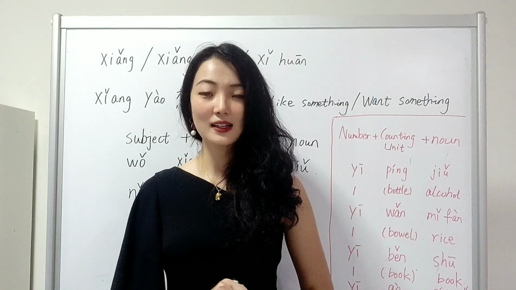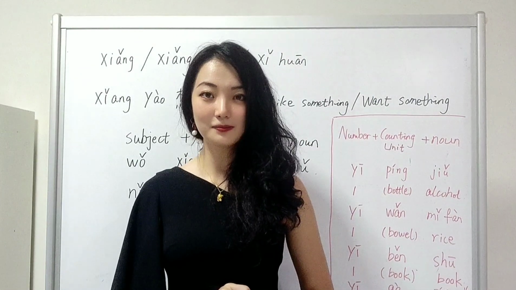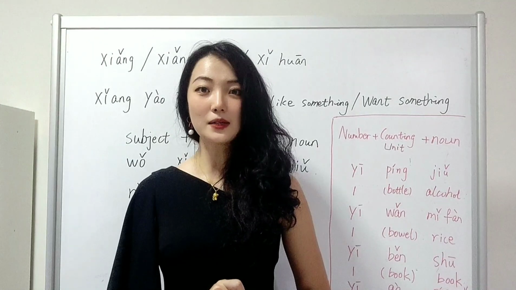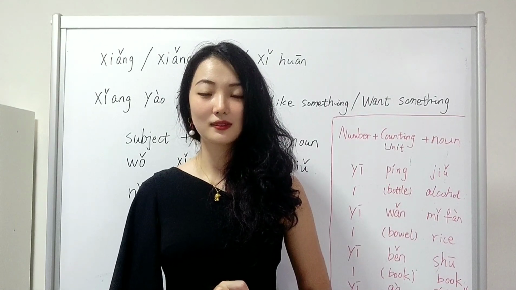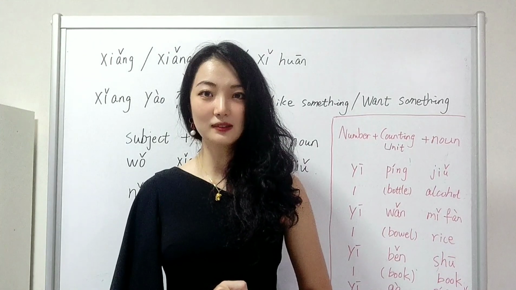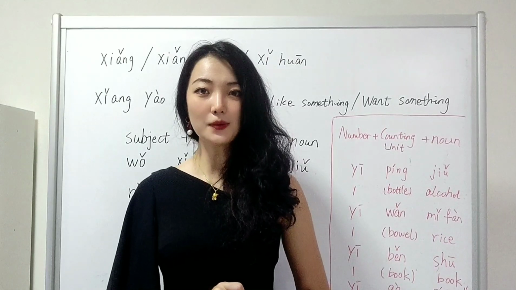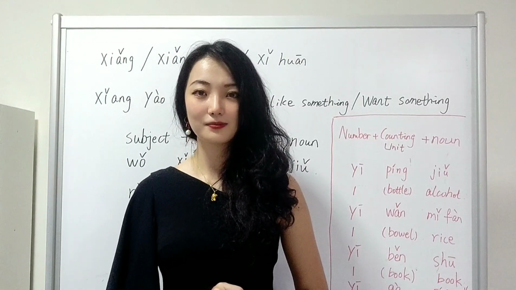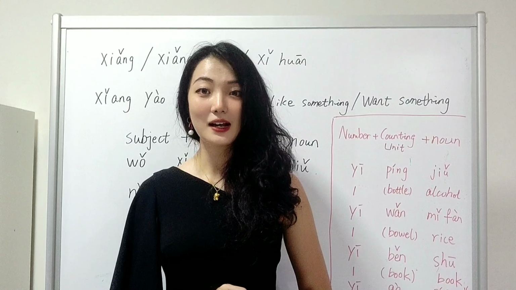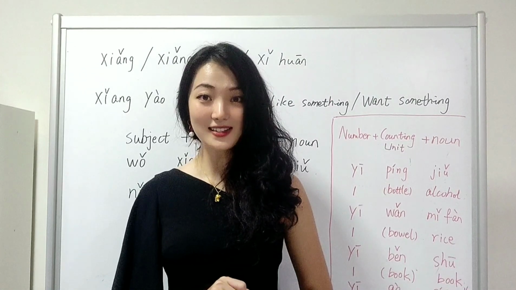Next one. 你想要什么？我想要一碗米饭。What would you like? I would like a bowl of rice.